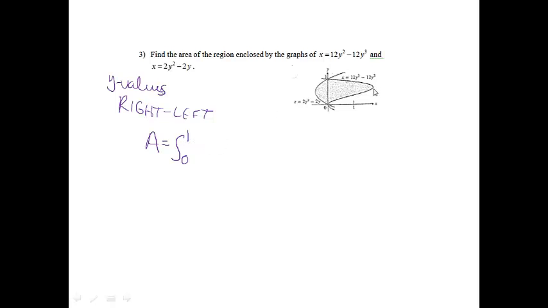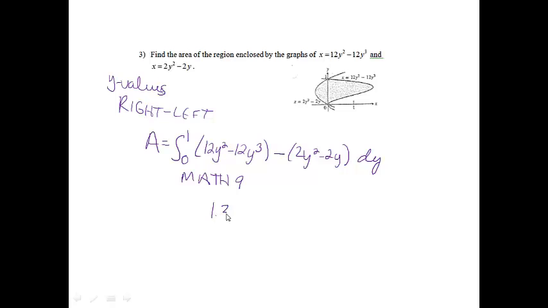And then the right curve is the 12y squared minus 12y cubed. And then minus the left curve, which would be 2y squared minus 2y, dy. And that is the setup. So I'm pretty much set to go. At this point, I can use Math 9 on my calculator, and when I do that, I will get 1.333. Please notice I am accurate to 3 decimal places.